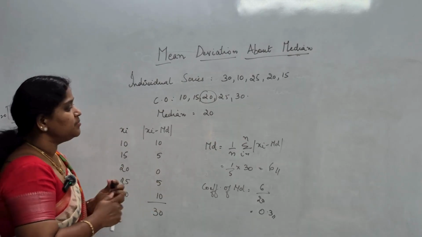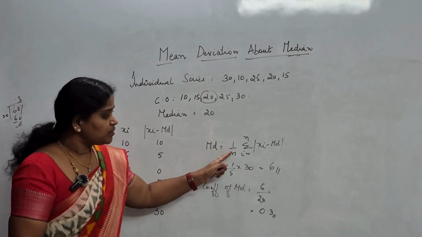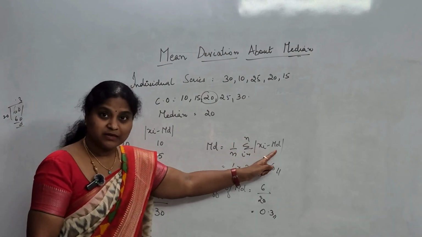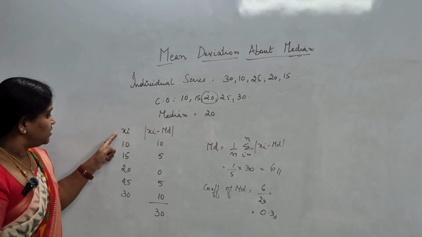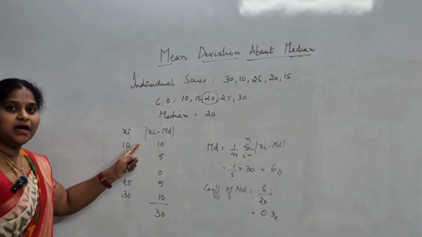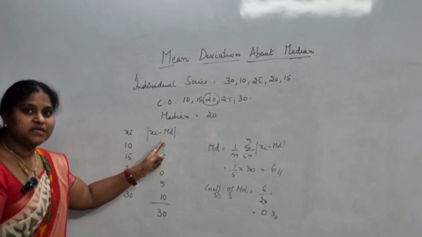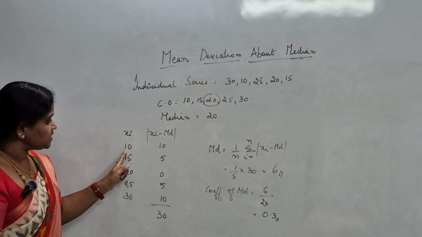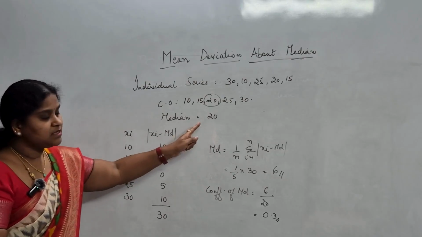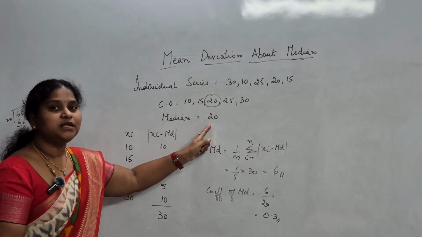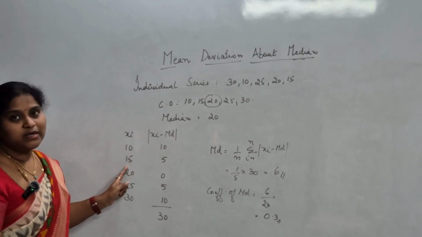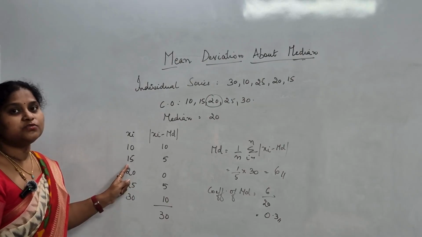And we have the mean deviation formula as 1 by small n, sigma i runs from 1 to n, mod xi minus median. So these are my x values, and I'll find xi minus median and the absolute value in this column. We have x value as 10. So 10 minus median, which is 20, is minus 10, and the absolute value is 10. Similarly, 15 minus 20 is minus 5 and the absolute value is 5.